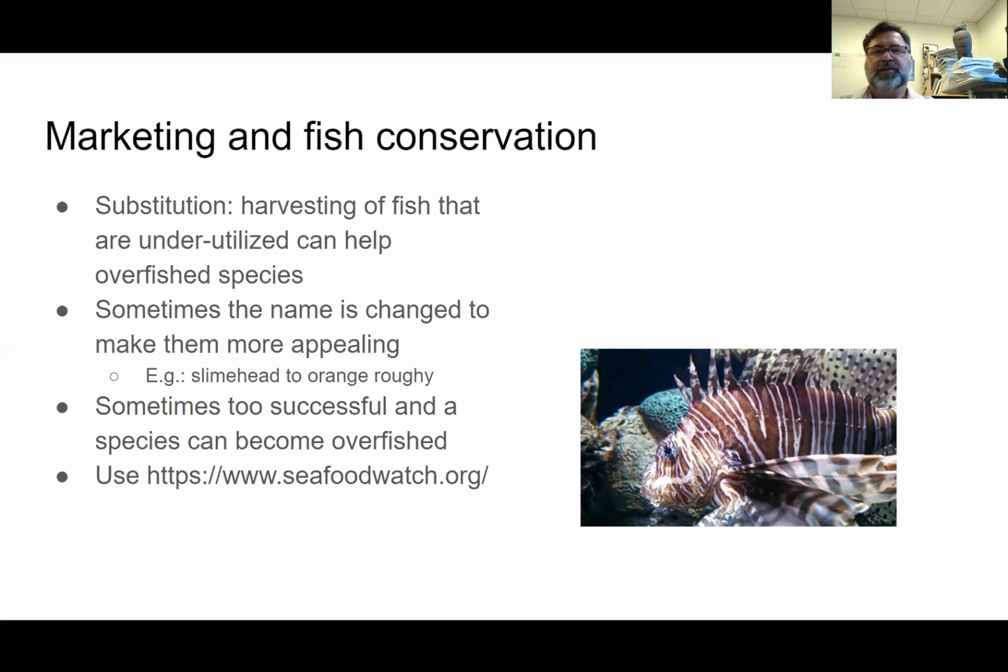And so what you'll find is instead of taking cod, you'll take another species. So cod were in steep decline. Sometimes what they've done, when I say marketing, is they changed the name to make a less appetizing fish more appetizing and increase the market, which can take the pressure off the original species that was harvested. Just to give an example, there was a fish called slimehead, and they changed the name to orange roughy. Orange roughy sounds delicious, where slimehead does not. It's the same fish. It's just how it is marketed.